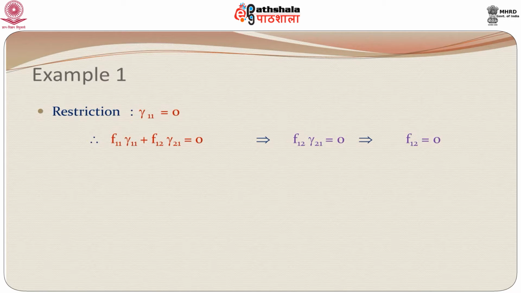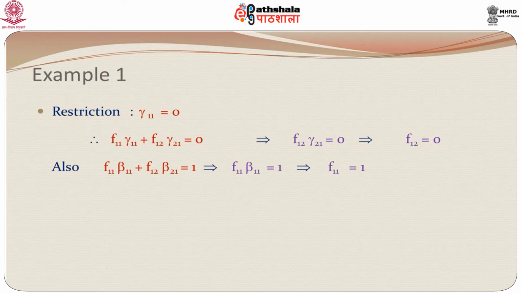Let us see this through F. If gamma 1 1 is equal to 0, then that means that the third element in the first row of A is 0. Equivalently, the third element in the first row of FA must also be equal to 0. That is F11 gamma 1 1 plus F12 gamma 2 1 must be equal to 0. But since gamma 1 1 is equal to 0, this reduces to F12 gamma 2 1 equal to 0. And since gamma 2 1 is not 0, F12 must be 0.